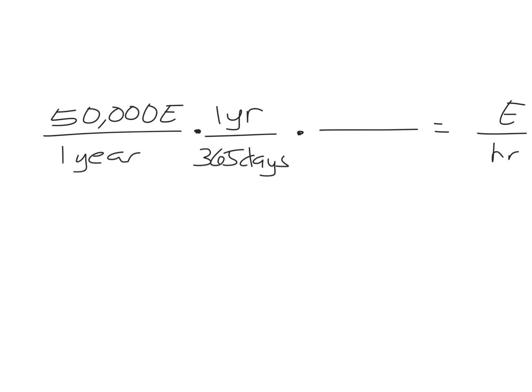Are we at hours yet? No. Can we get from days to hours? Yes. How? What's the relationship there? There's 24 hours in one day. Where does that one day go? Top or bottom? Top. 1 day on the top. What goes on the bottom? How many hours are in one day? 24 hours in one day.